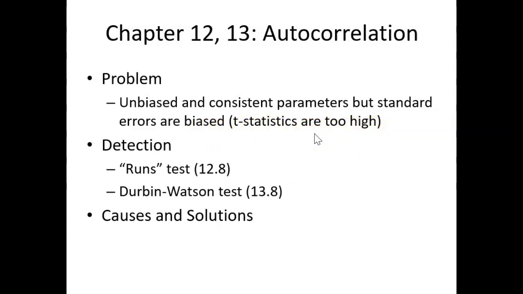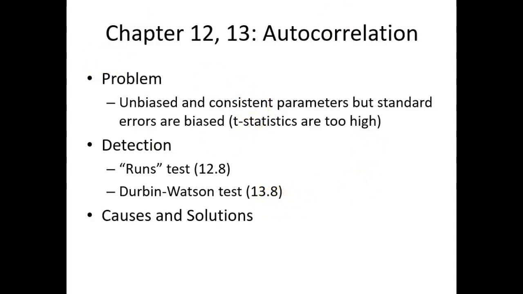So we might be concluding that the independent variable affects the dependent variable when in fact it actually does not. Okay, so we can detect that with a runs test, and that's introduced in section 12.8 of the textbook, or a Durbin-Watson test, and that's introduced in 13.8. We can do a runs test in Excel pretty easily, but we're going to need SPSS to do a Durbin-Watson test easily. We can do it in Excel, but we'd have to construct the test ourselves.